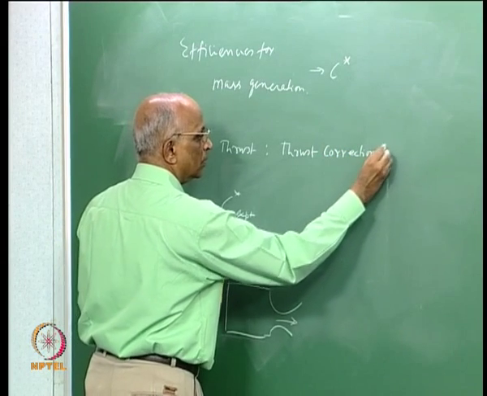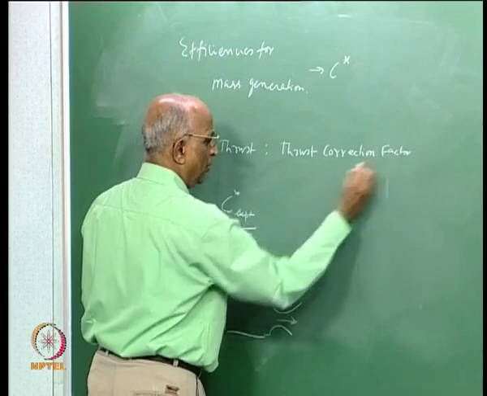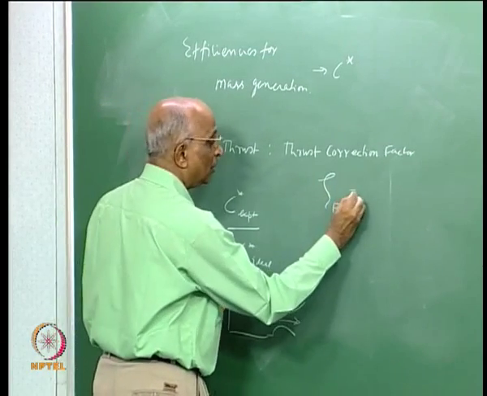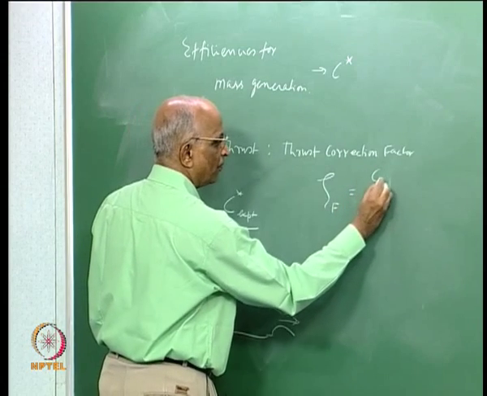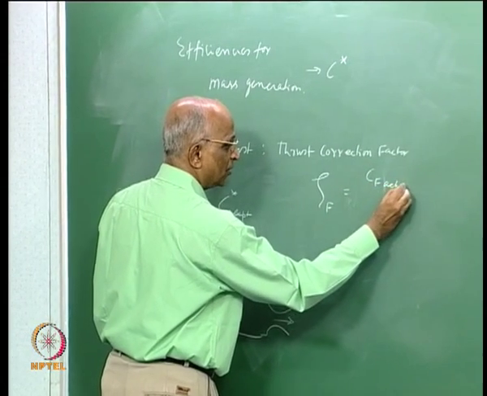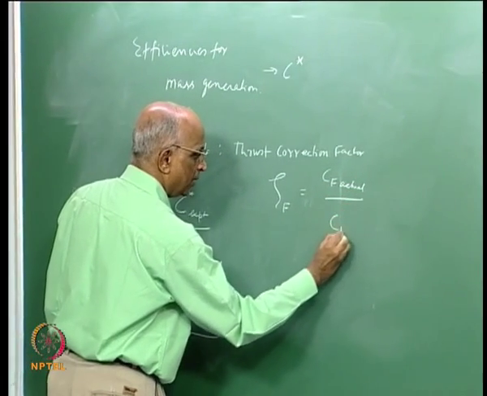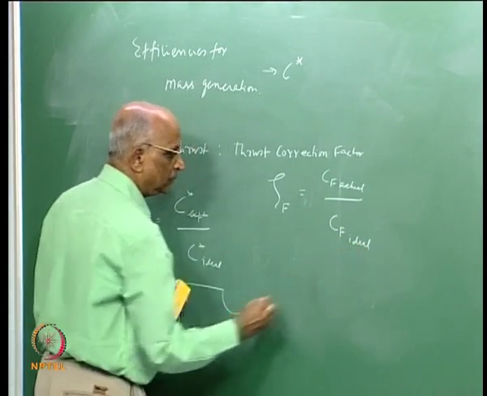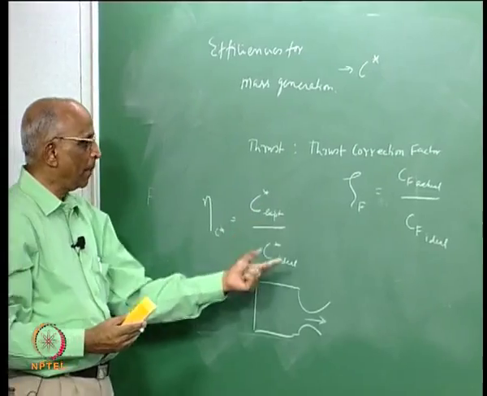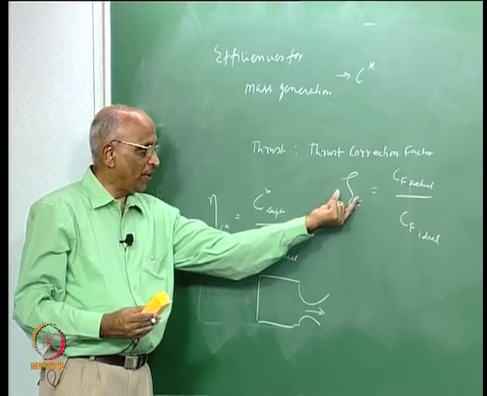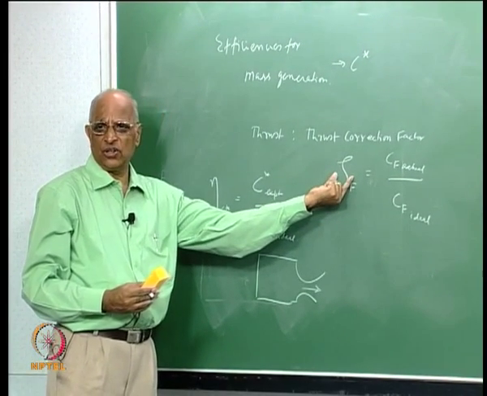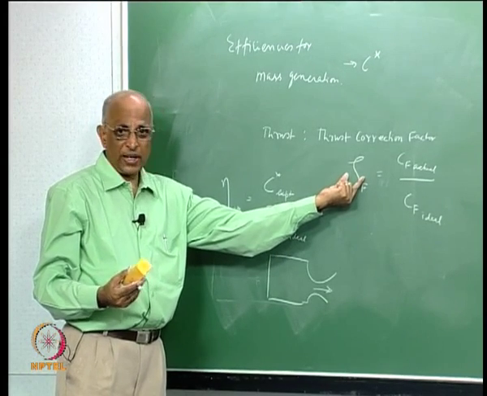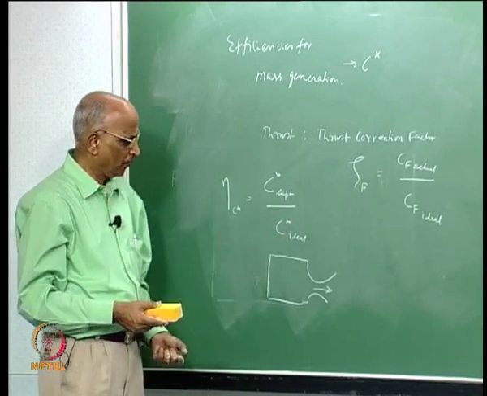And you denote it by zeta f, the correction factor, which is equal to Cf actually measured in a chamber divided by Cf whatever we calculated as ideal, and we use the ideal value to find out the efficiency, and again these efficiencies are quite large for nozzles, of the order of again 0.98, 0.97 and so on.